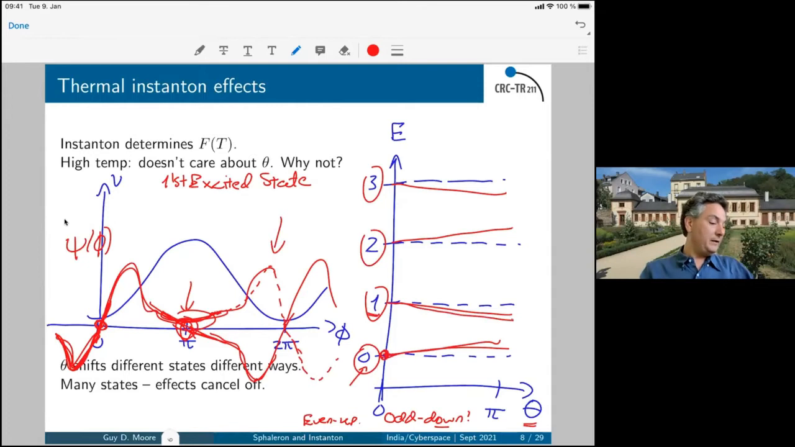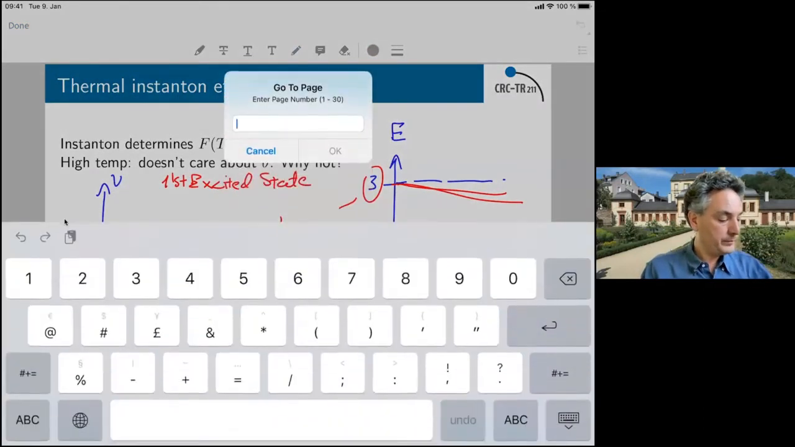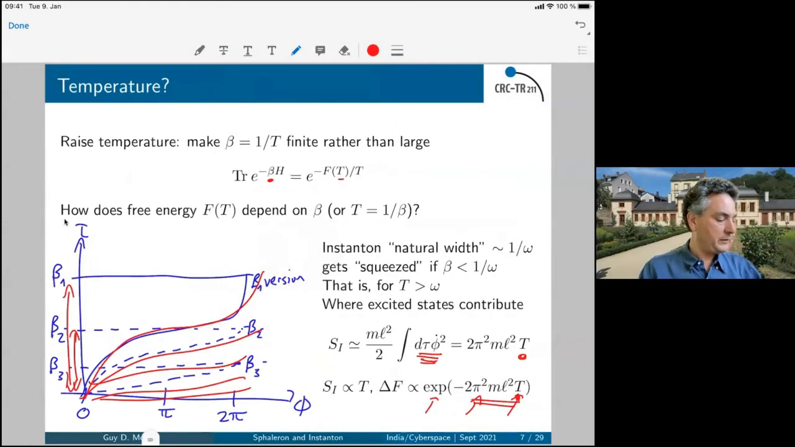And so as I increase theta, while the vacuum energy rises, the first excited state energy falls. The second excited energy rises, the third falls, and it actually flips depending on the parity of the wave function. And now when I only care about this guy, then you see that the energy is going to go up. But when I average in some way over many states, then there's a lot of cancellation between those where it's going up and those where it's going down. And the result is that the free energy actually has a weaker and weaker dependence on this theta. And this is what we explicitly see in this.